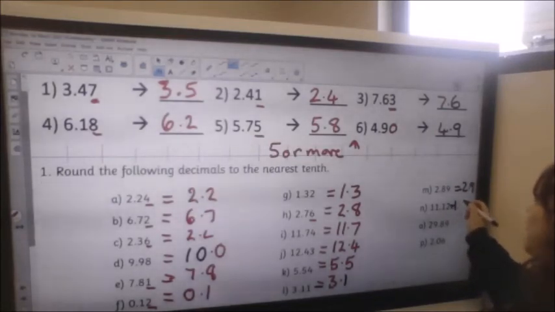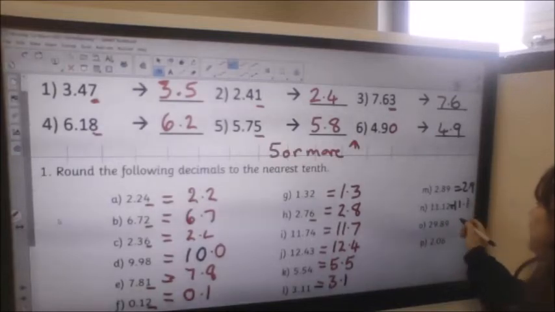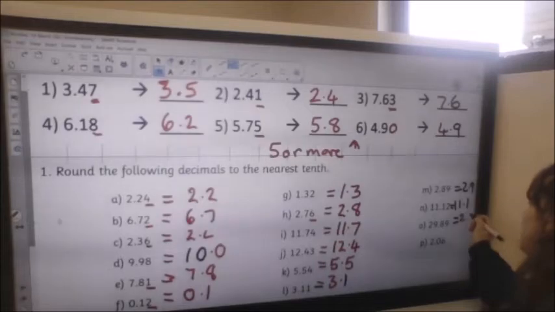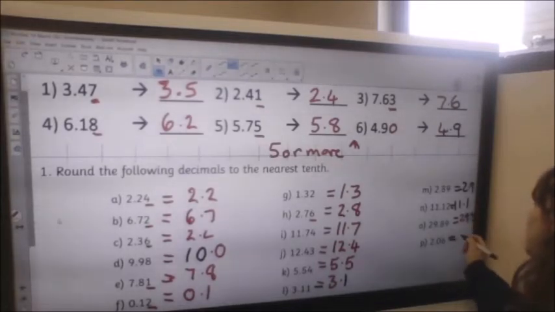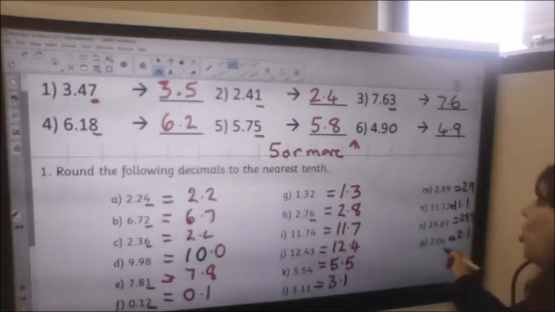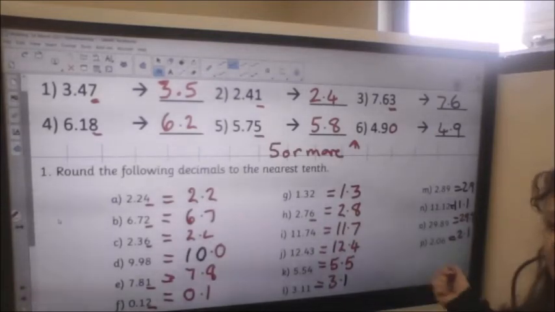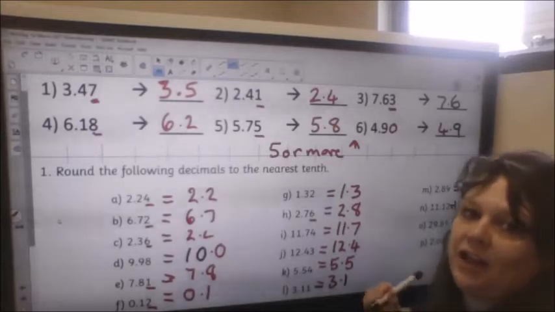Then we've got 11.1. Then here we're increasing because it's 9, so we've got 29.9. And finally, we've got 2.1, because that 6 in the hundredths column is larger.